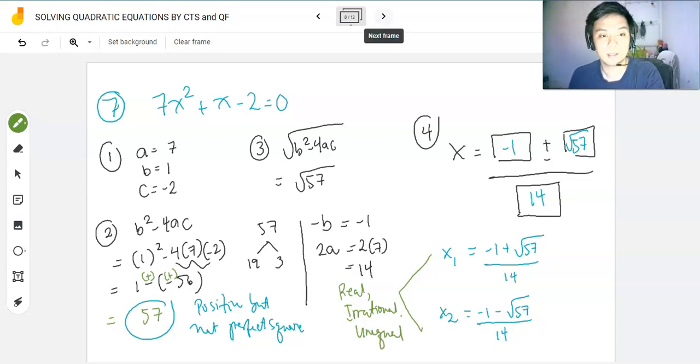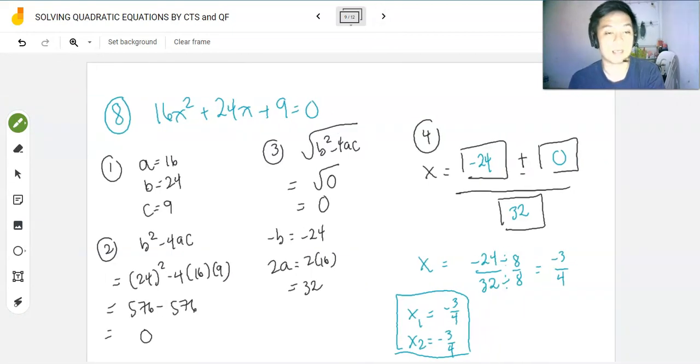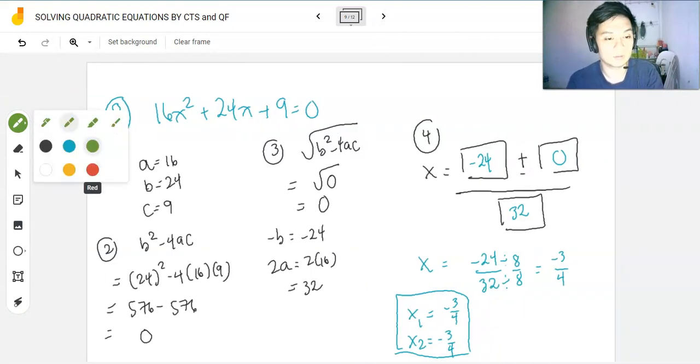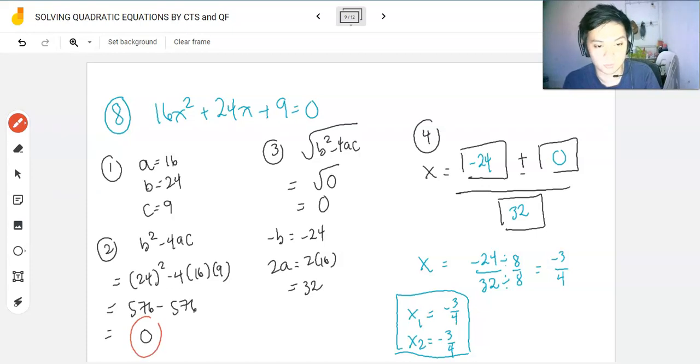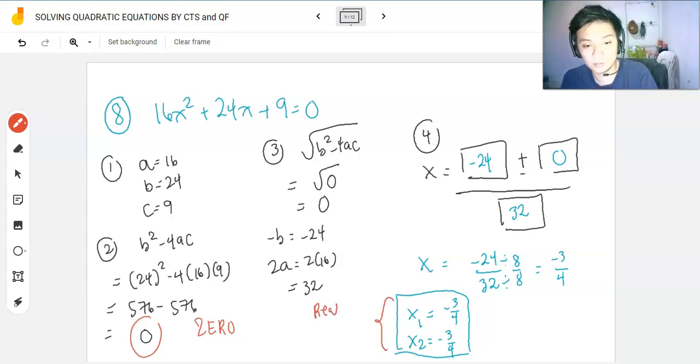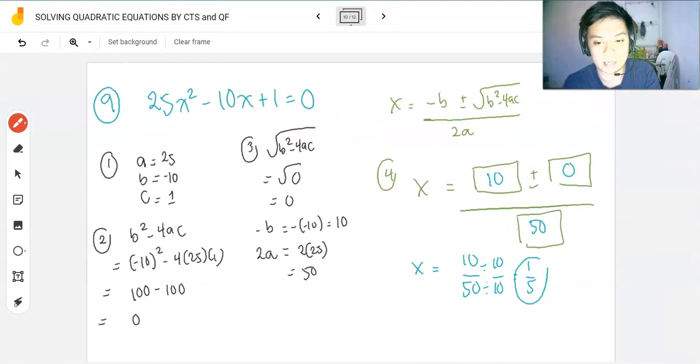And then, equation number 8. Ayan. So, anong discriminant dito? Yung 0. So, the discriminant is exactly 0. At ano yung mga root na meron siya? Ito. These are real, rational, and equal. Okay?